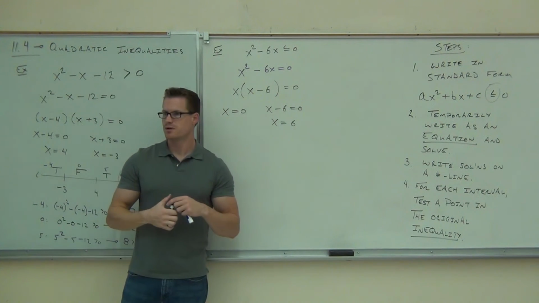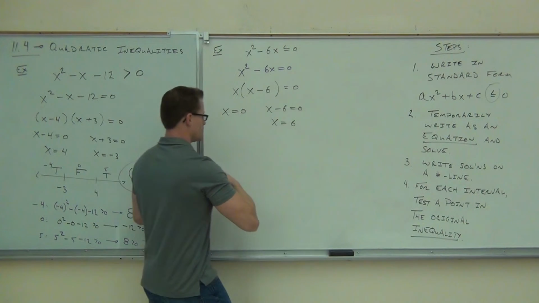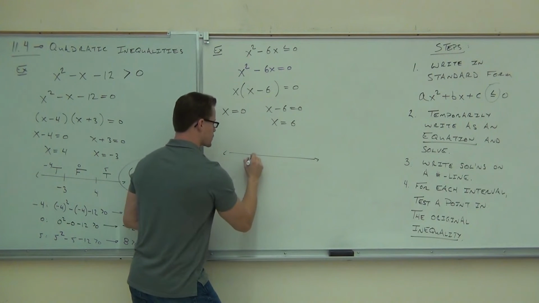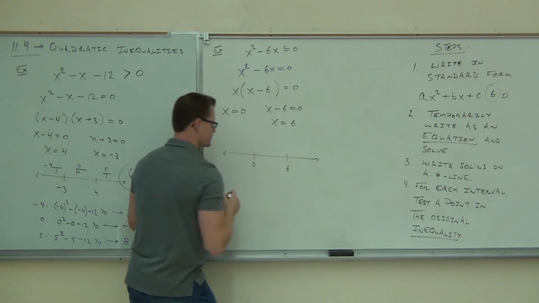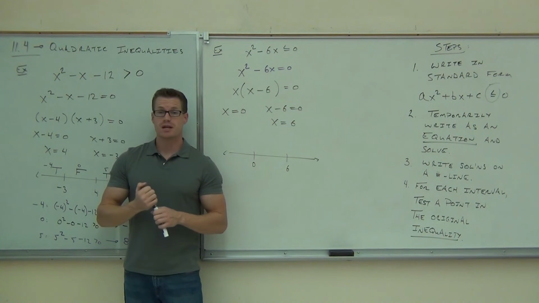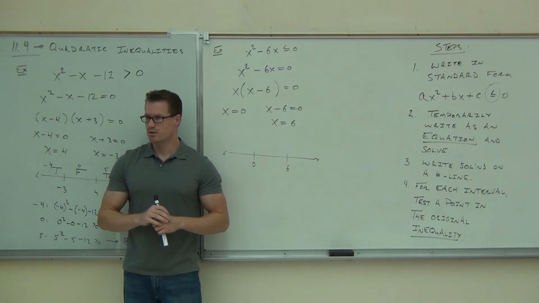Still so far so good? Yep. So this one's even a little bit easier than this one over here. You have a 0. Nice. We set up our number line. Of course, we're going to go from 0 to 6. Oh, but there's a problem. How many intervals do we get? 3. Definitely 3 still.